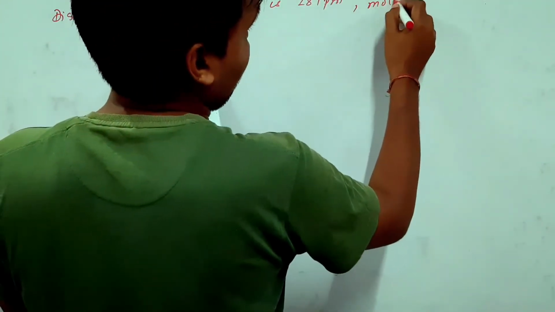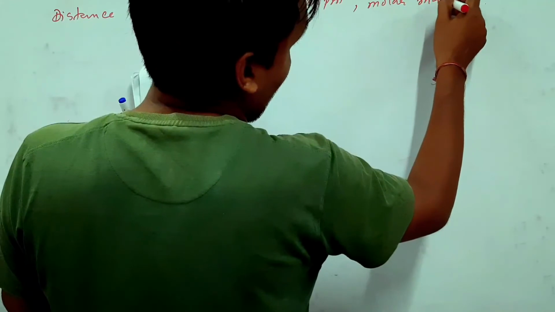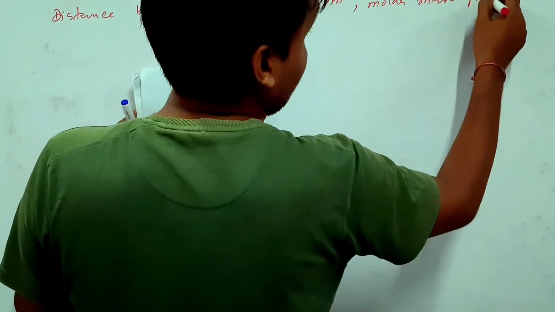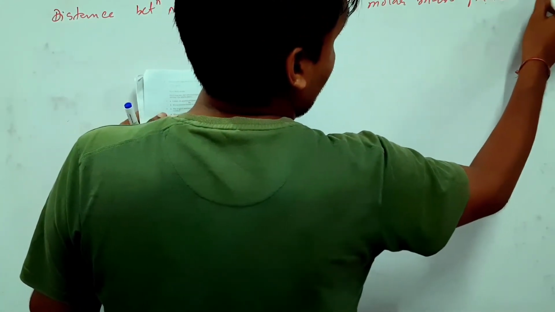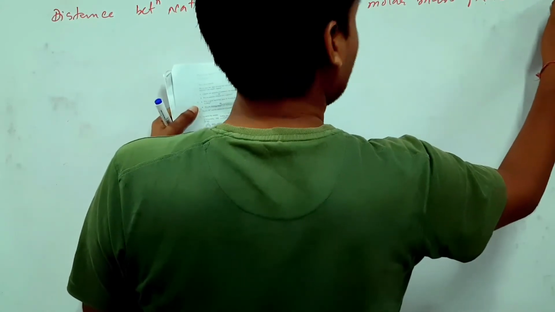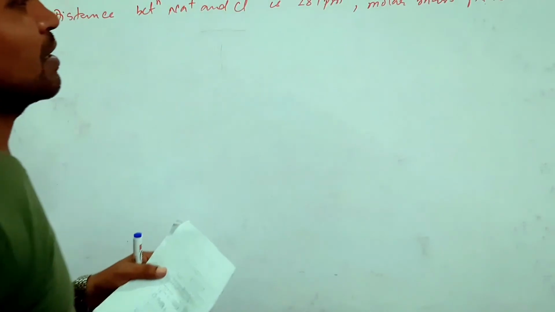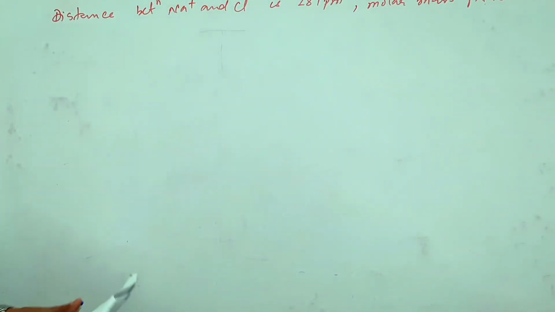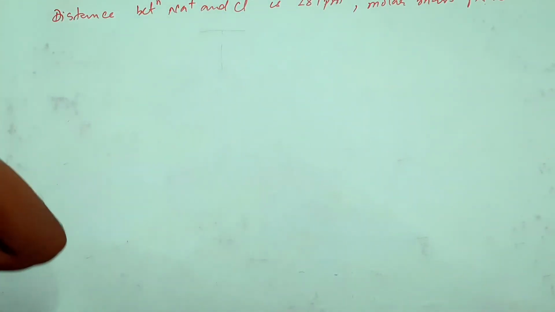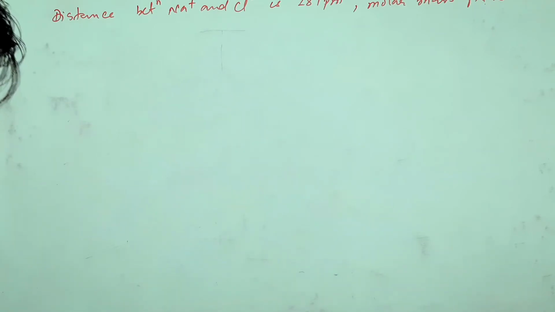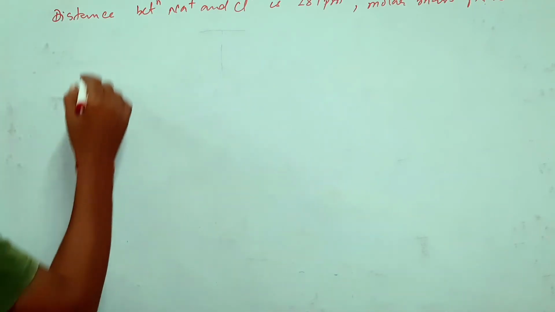The molar mass of NaCl is given as 58.5 gram per mole. So these are the informations given in this question, and now we are asked to find out the value of Na. Got it, dear students?